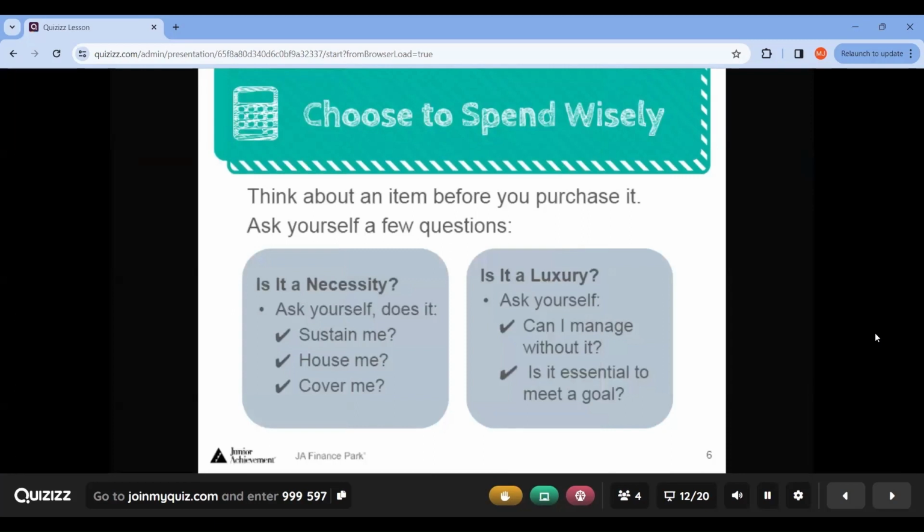So think about an item before you purchase it. Ask yourself a few questions. Is it a necessity? Ask yourself, does it sustain me, house me, cover me? Is it a luxury? Ask yourself, can I manage without it? Is it essential to meet a goal? Those are very important questions to bring your spending in line with your income and be able to save.